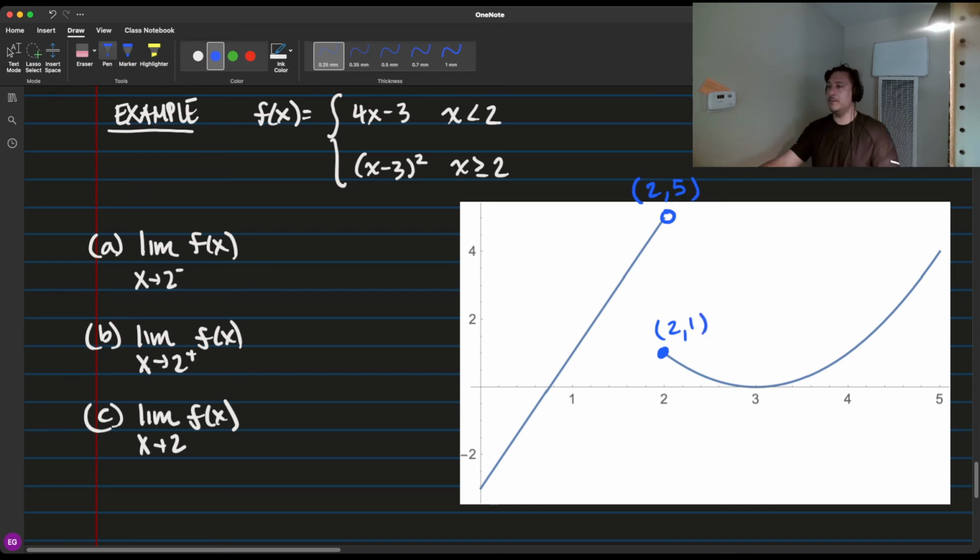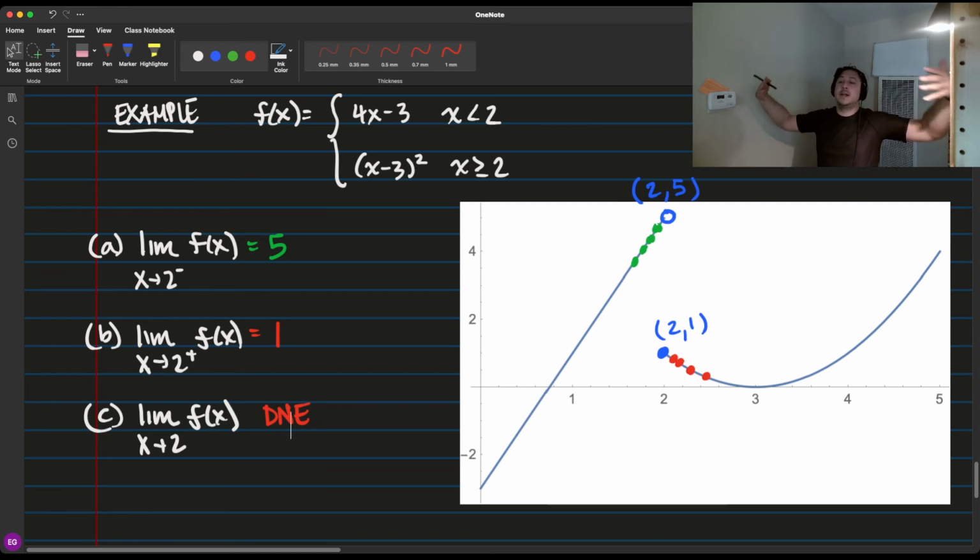Okay, so if we approach 2 from the left, that means we're following a string of points that looks like this. Those y values are obviously heading towards 5. What about if we approach 2 from the right? Well, you get these red points. The y values of those points are obviously heading towards 1. Which means that this regular limit does not exist, because if you recall from the one-sided limits video, the regular limit only exists if the one-sided limits go to the same thing.